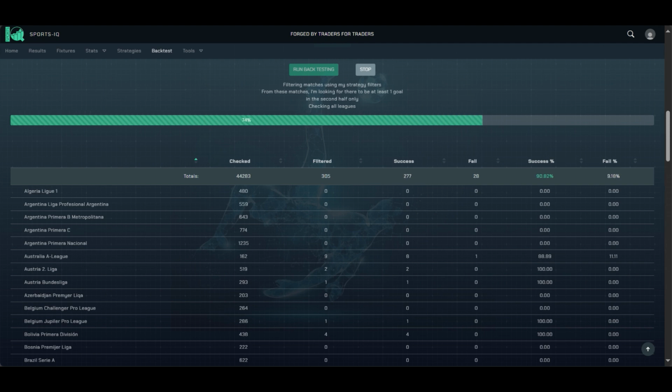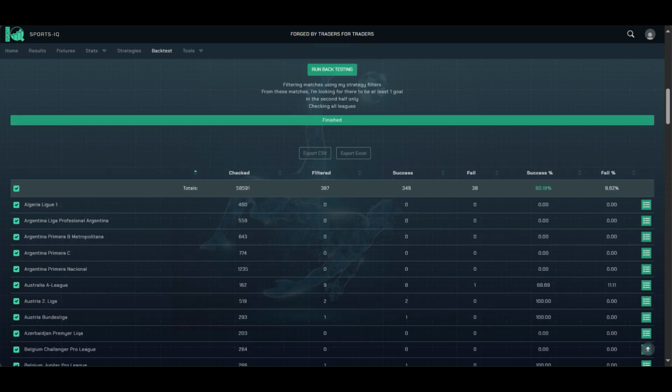In the test, we found 387 matches where the home team was the favourite with odds under 2.0, the results were as follows: 387 matches played, 349 successes and 38 failures. This gives us a strike rate of 90.18% and a failure rate of 9.82%.